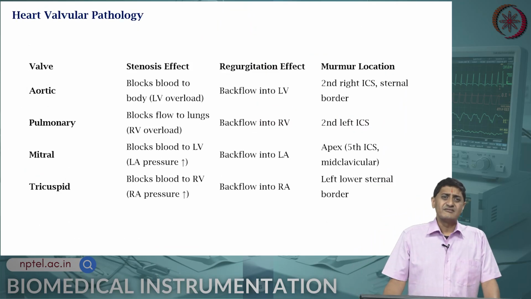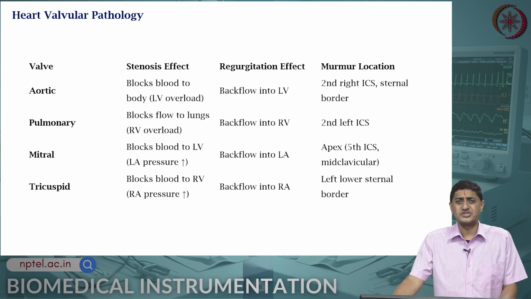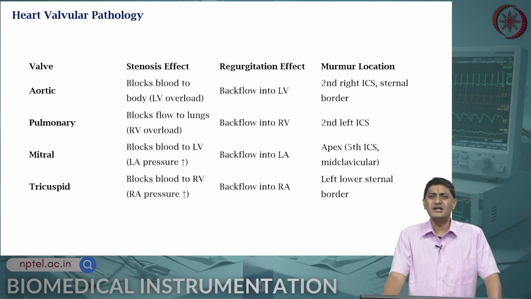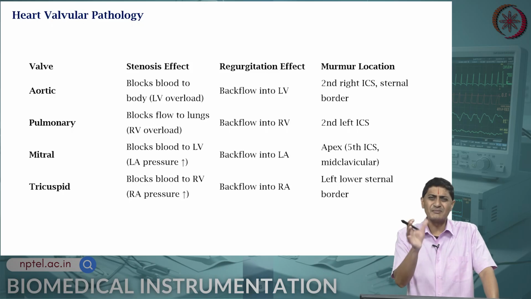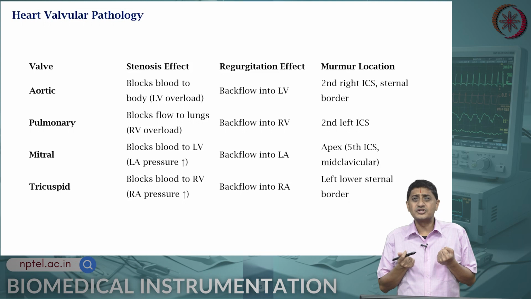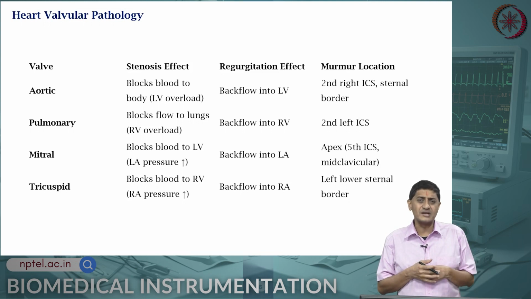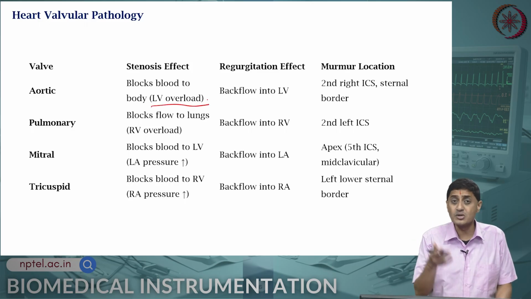What are the various valves that can go wrong, and what is the effect of this? When the aortic valve is stenosed, then what happens? It essentially prevents blood from flowing completely to the body. Only some of the blood flows. That means that the entire body is receiving its nutrition and oxygen from this oxygenated blood. So, it blocks blood flow to the body, leading to a situation in which there is a left ventricular overload.